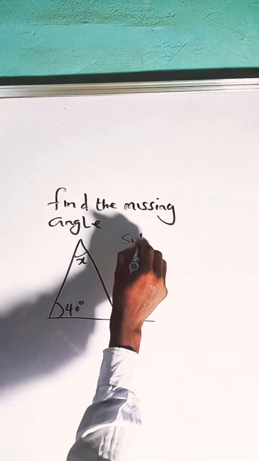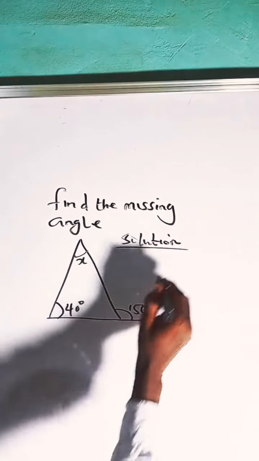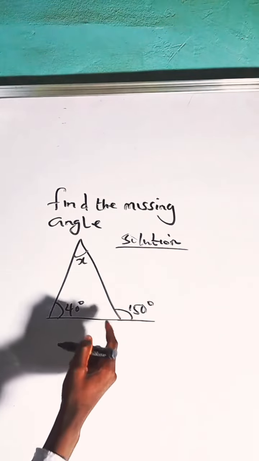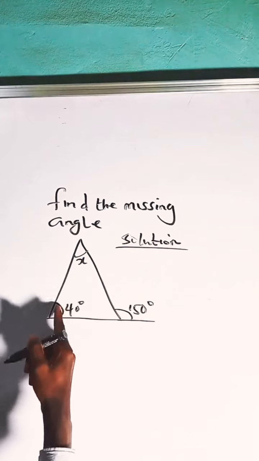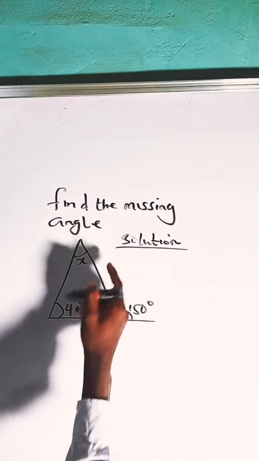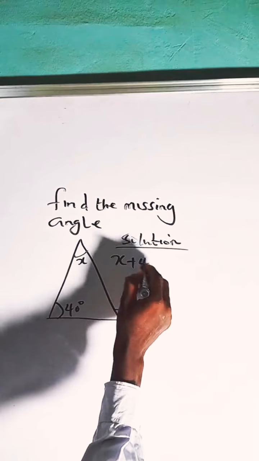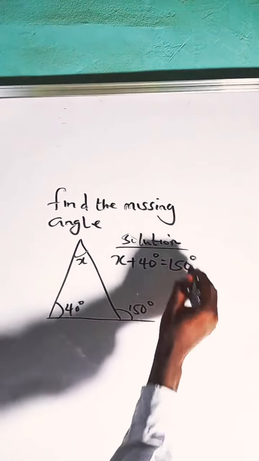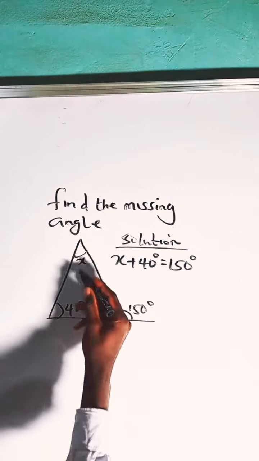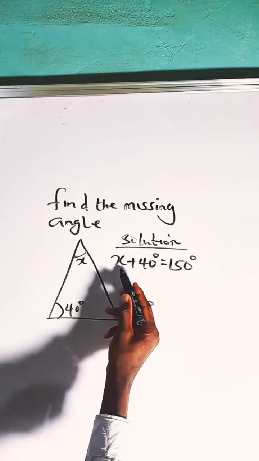So, solution. For an exterior angle, it equals the sum of the two opposite interior angles. So that means x plus this, which is 40 degrees, gives 150 degrees. The sum of the two opposite interior angles equals the exterior angle. So how do we get x?